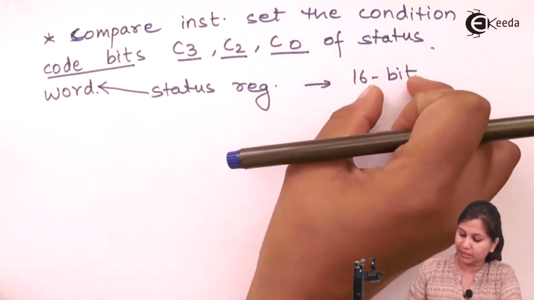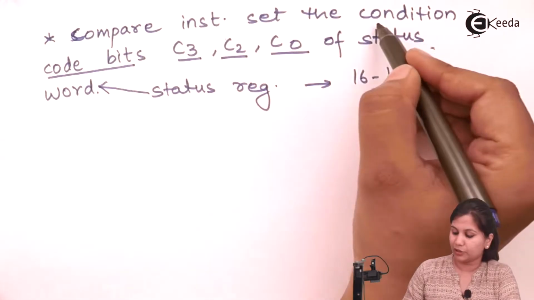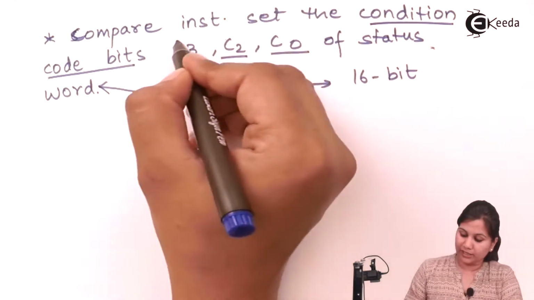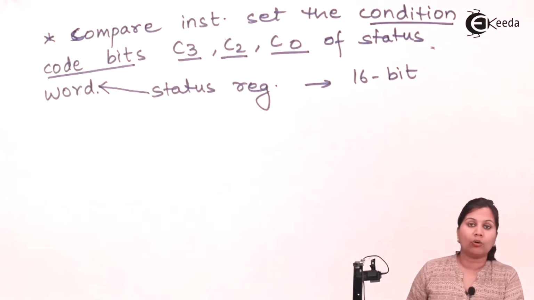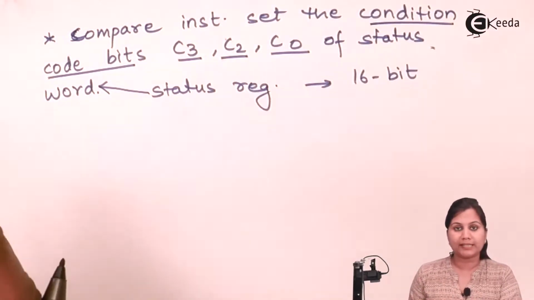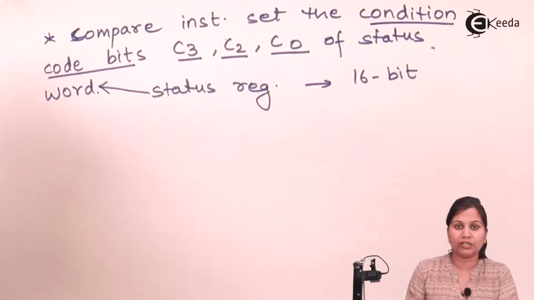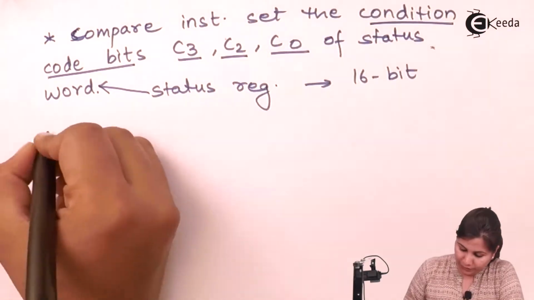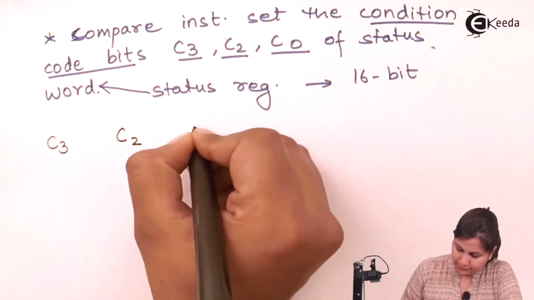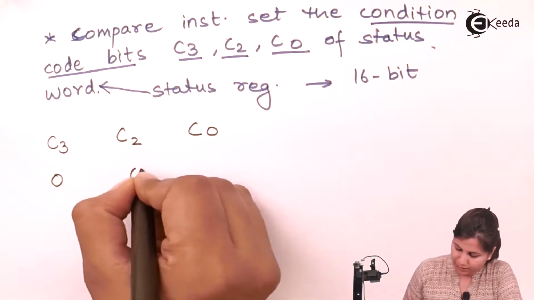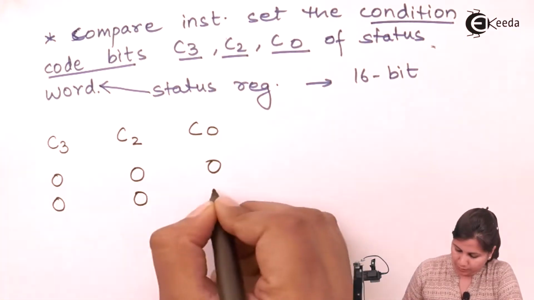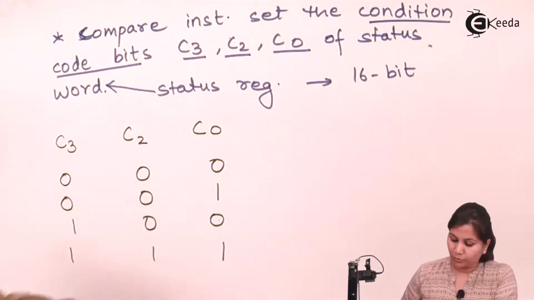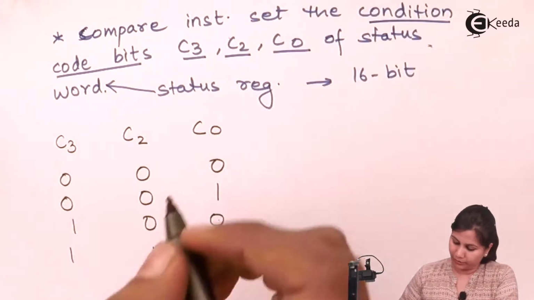Out of these 16 bits, there are 3 bits called the condition code bits, that is C3, C2 and C0. The condition of these 3 bits specifies the result of the comparison: which number is greater, which is less, whether they are equal to each other, or whether the numbers cannot be compared with each other. Let's see how C3, C2, C0 specify this. Their value can be 000, 001, 100, and 111.